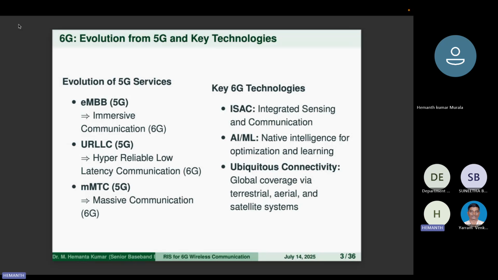Next point is URLLC. That is our latency point. If you do any work, some latency will be there. The latency for 5G is 1 millisecond, and for 6G 0.1 millisecond is required. So very low latency is required.